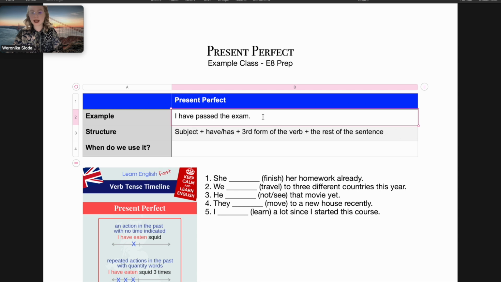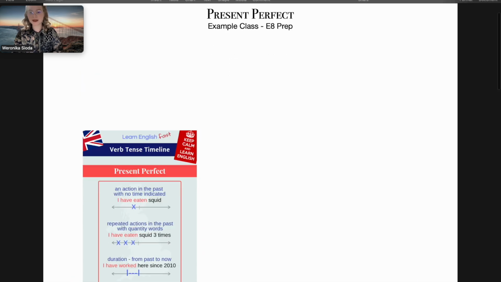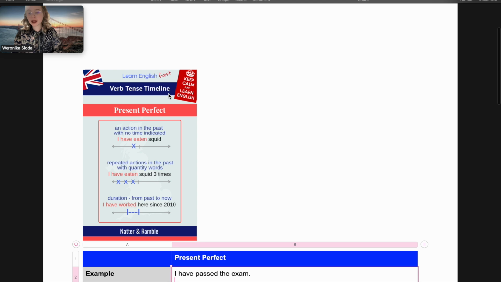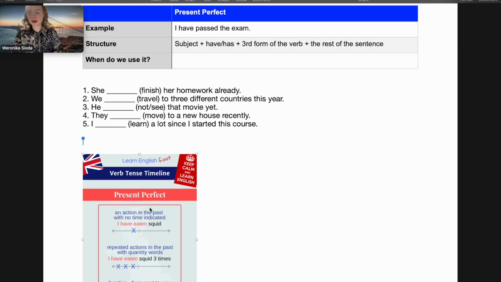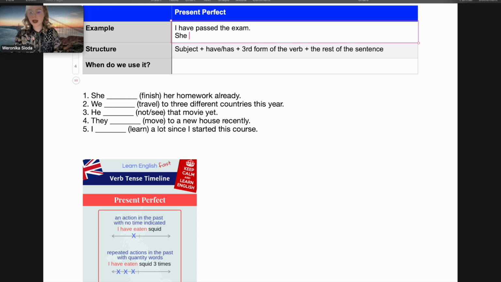I can say she has lived in Poland for the last 5 years. So let's see, do I have the subject? Yes, I do. I have she. Next, I have the verb has. I have the third form of the verb, which is lived, and I have the rest of the sentence, in Poland for the last 5 years.